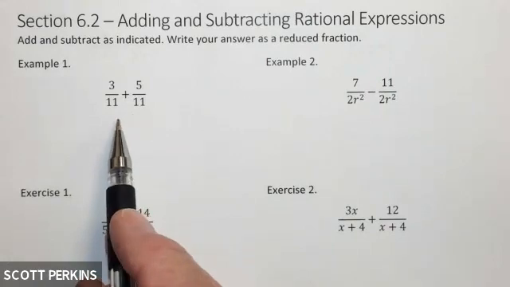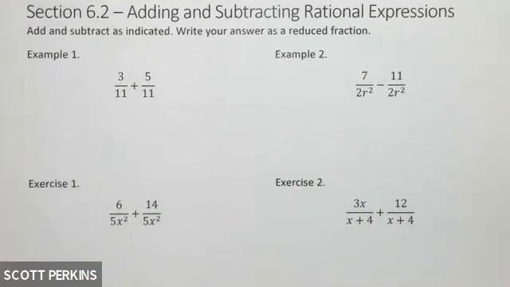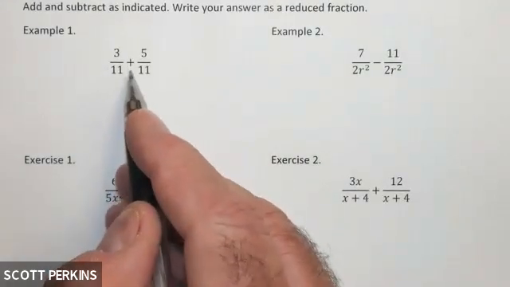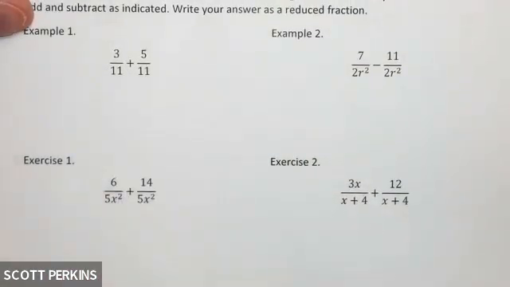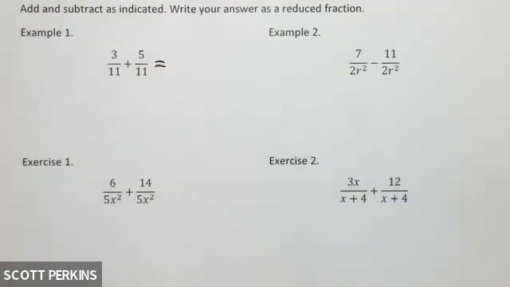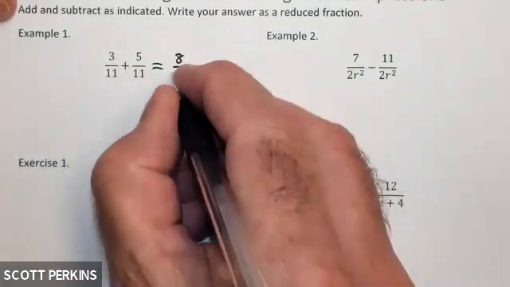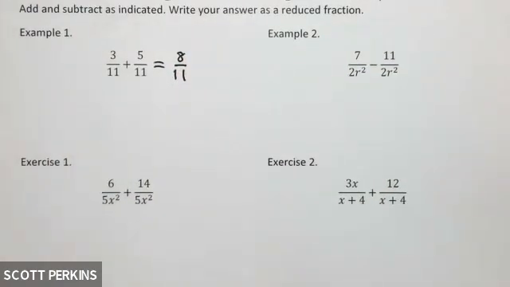Example one is an example with numbers, just to get us somewhat comfortable by looking at something familiar. I've got 3 over 11 and 5 over 11. I've got the same denominator on both. Once you identify that you have the common denominator, what's the process for adding fractions? You add the numerators, you leave the bottom alone. So 3 plus 5 gives me 8, and 11 remains the denominator. I do not add the denominators, it's not 22. So add the numerators, leave the denominator alone.